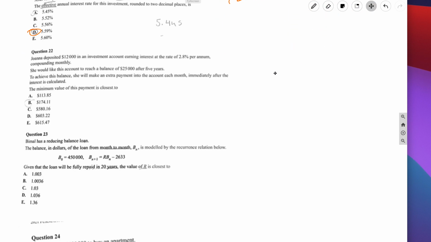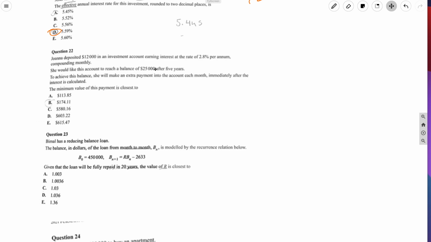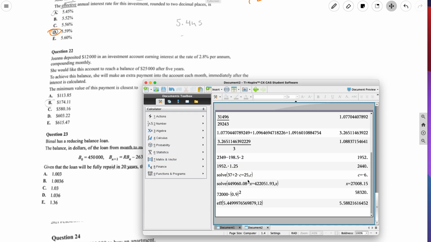So then Joanna deposited 12,000 in an investment account earning interest at the rate of 2.8% compounded monthly. She would like this account to reach a balance of 25K after 5 years. To achieve this balance, she will make an extra payment into the account each month immediately after the interest is calculated. The minimum value of this payment is closest to, so we're just solving a PMT by the looks of things.